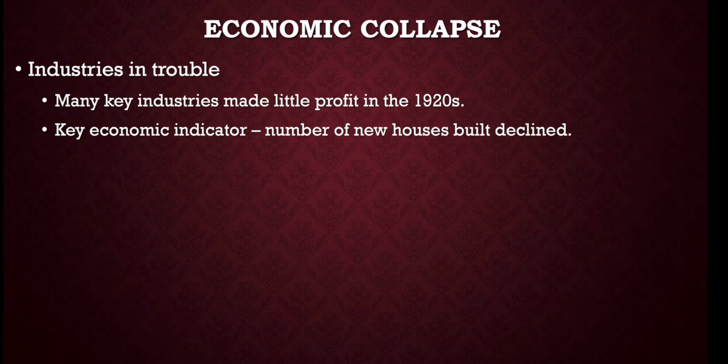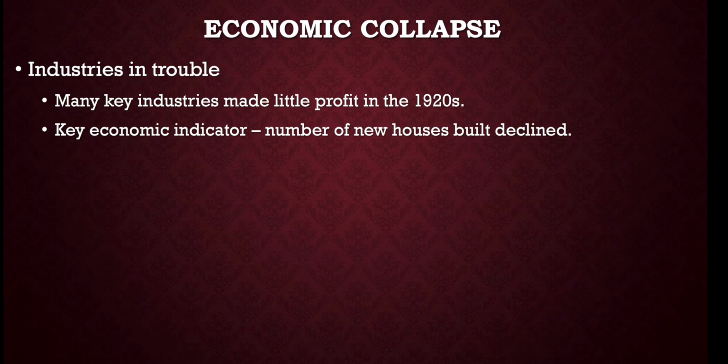So the number of new houses and new communities being built really shows you how great your economy is doing, because people are also going to be taking out loans to buy new houses. So during the 1920s, new home construction dropped quite drastically as the 1920s began to end.